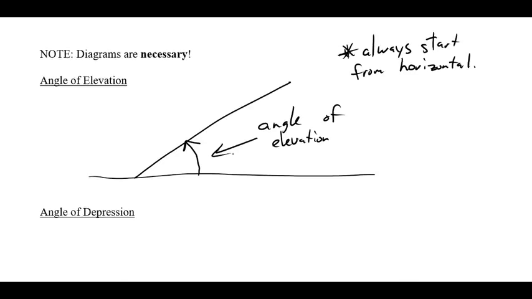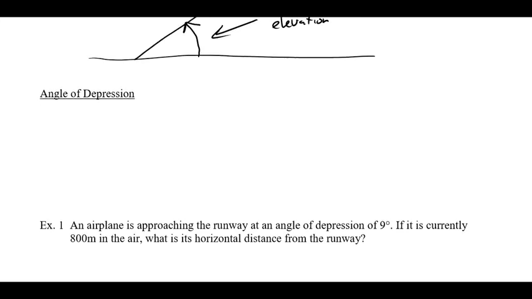Everybody get that? Seems obvious. Angle of elevation is usually easy. People don't have a problem with it. Think about starting on a horizontal line and going up. What angle are you tracing? The angle on your page has to look like that. Okay. Angle of depression also starts on a horizontal.